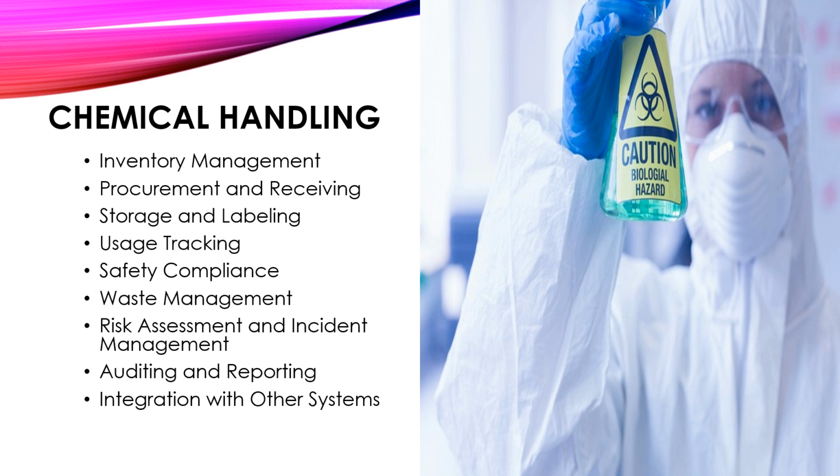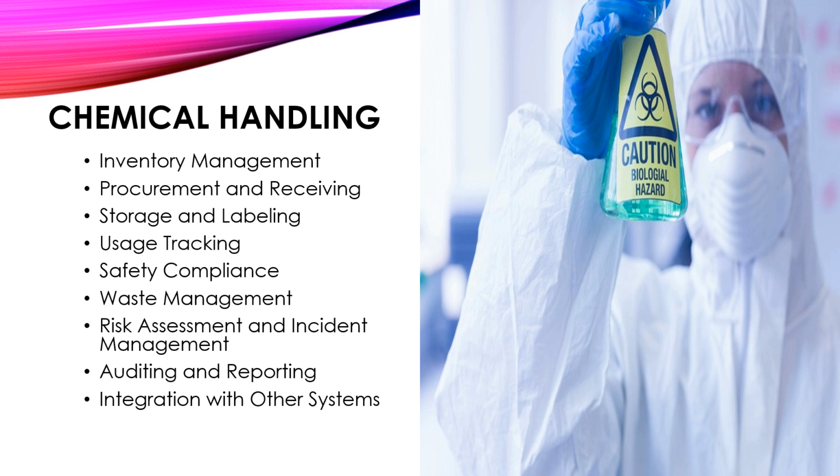Usage tracking. A laboratory management system monitors the consumption of chemicals by recording usage data for each experiment or process. This information helps laboratories optimize inventory levels, prevent stockouts, and identify trends in chemical usage. Safety compliance. A laboratory management system ensures compliance with safety regulations and industry standards governing chemical handling. It prompts users to follow safety protocols, conducts risk assessments, and provides access to safety training materials and documentation.